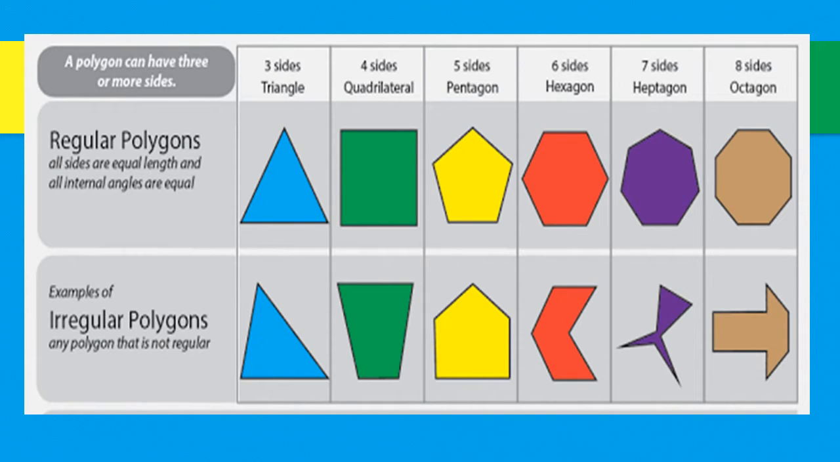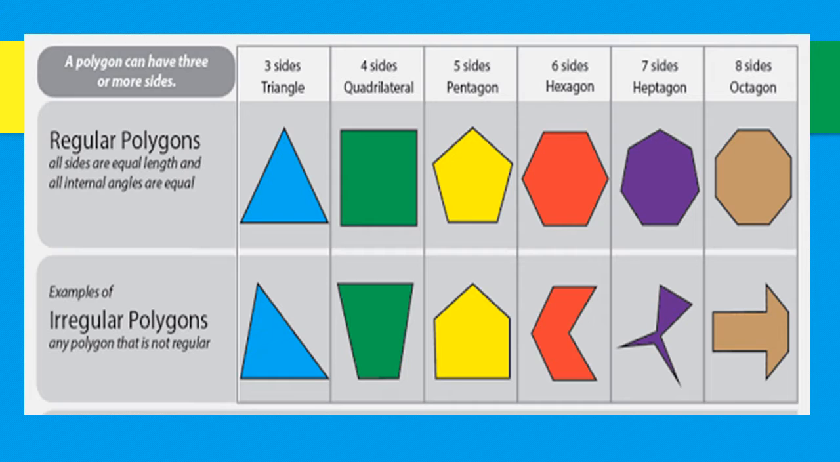Polygons can be classified into two, regular polygons and irregular polygons. But now, let us first differentiate regular polygons from irregular polygons. In regular polygons, all sides are equal in length and all internal angles are equal. Regular polygons are both equilateral and equiangular. When we say equiangular, they are equal in angles, and equilateral, they are equal in length or sides. While irregular polygons are any polygon that is not regular, which means the sides or angles are not equal.